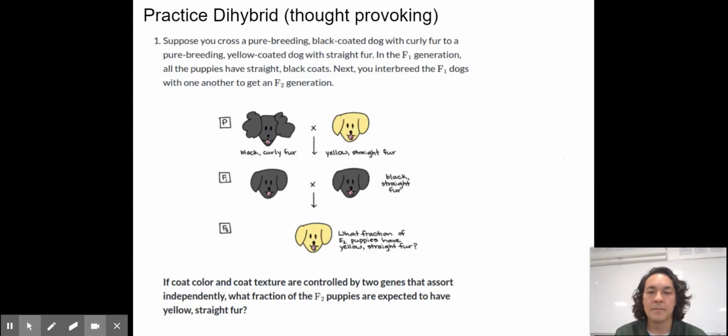All right, practice this dihybrid, okay? So read through it. You'll need to assign some letters for the alleles.